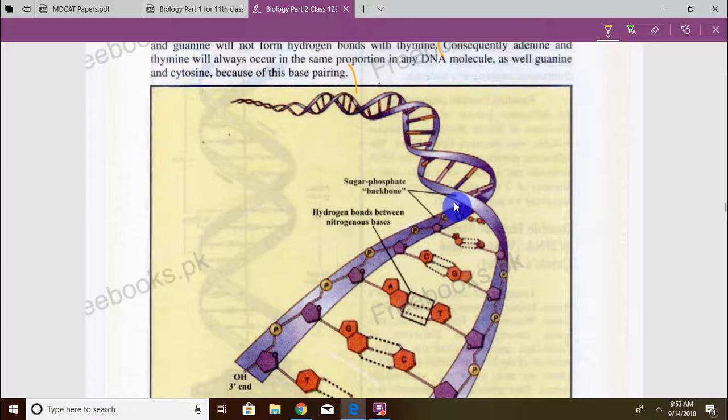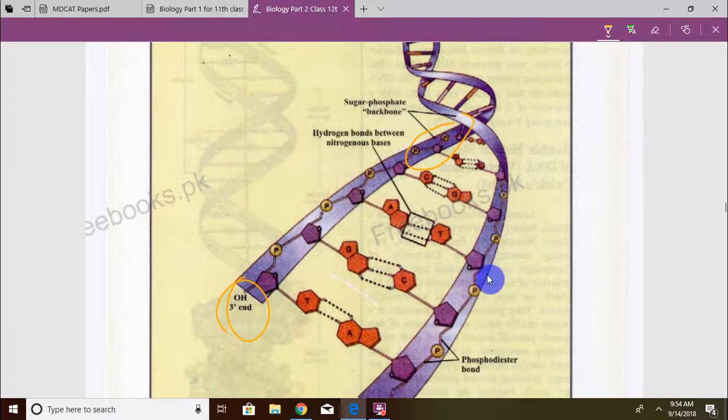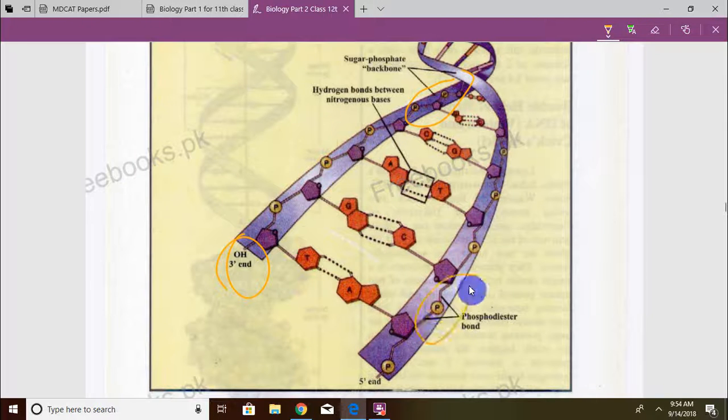This part over here is the sugar phosphate backbone. This is the hydrogen bond. This is the OH 3' end. This is the phosphodiester bond, POC, POC.